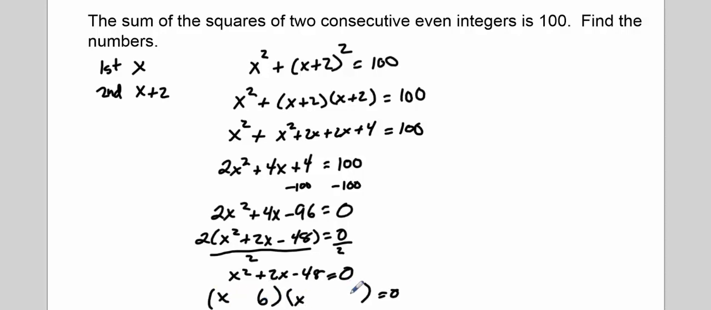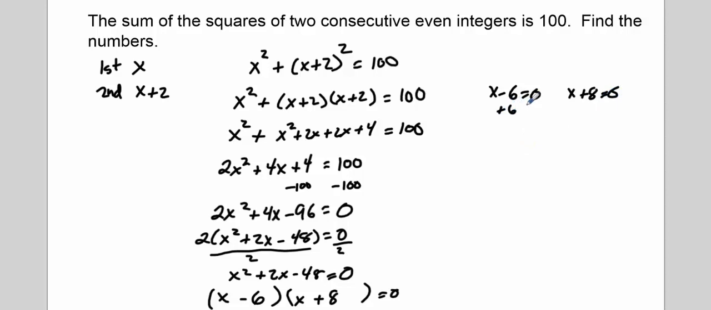I need two terms that multiply to 48, add to 0. That's a 6 and an 8. 8 being negative. 6 being, oops, sorry. 8's going to be actually positive. 6 is negative. So the zero product principle will hold. x minus 6 equals 0. x plus 8 equals 0.